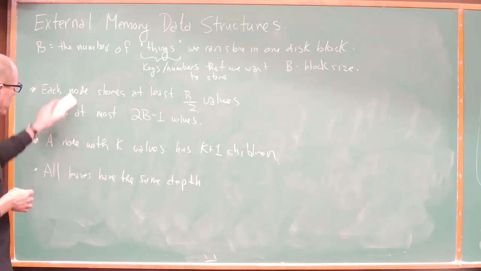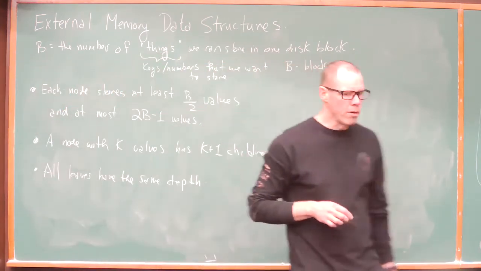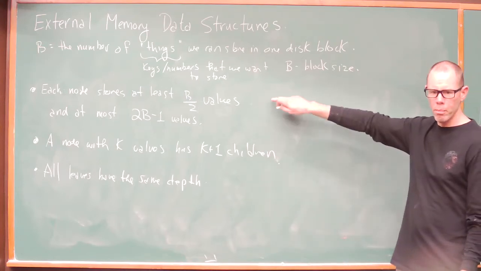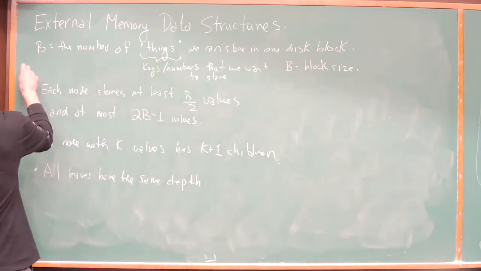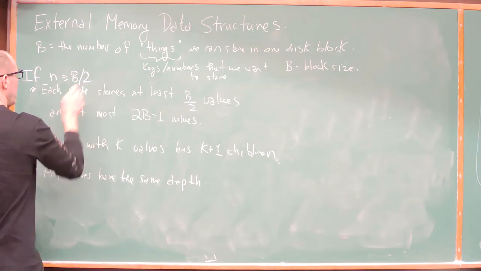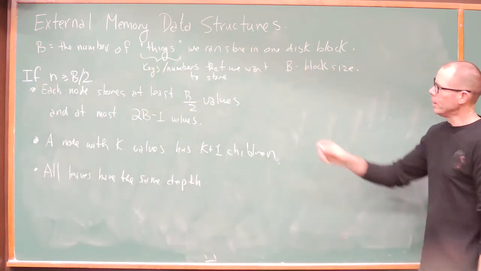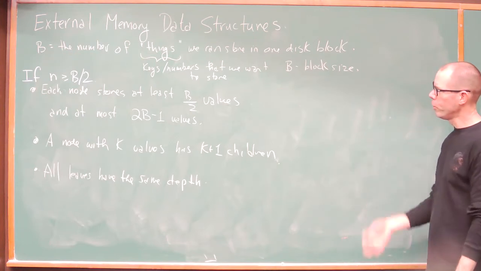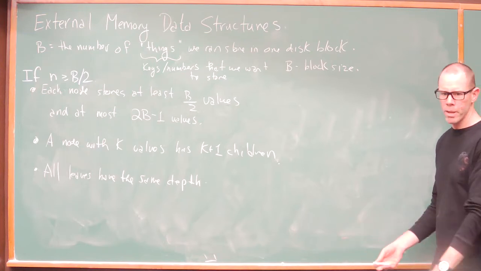Okay, and if you're paying attention and you're fussy about these things, you'll realize there's a case where this is not possible, and that is the case where you have fewer than b over 2 values, then you can't really do this. But that's sort of easy. If you have so few things to store that they all fit into half a block, you just store them in that half a block.